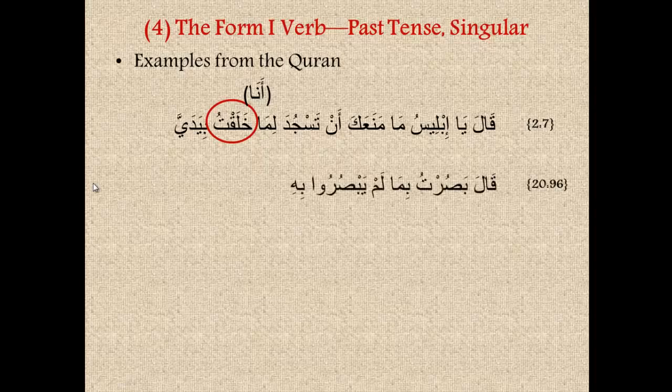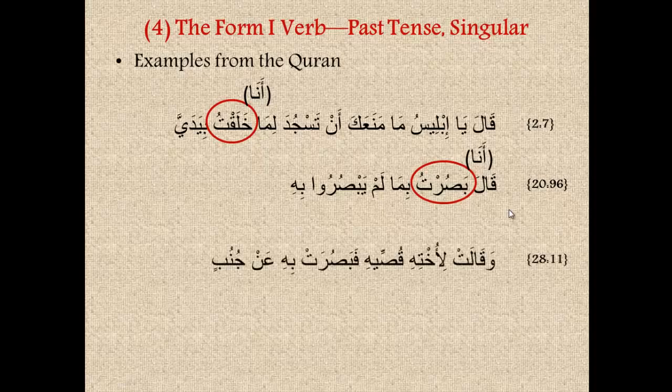Next example, Allah says in verse number 96 of Surah Taha, number 20, قَالَ بَصُرْتُ بِمَا لَمْ يَبْصُرُوا بِهِ. The verb here is بَصُرْتُ. This is conjugated for ana because of the tu at the end, the ta with the dhamma. بَصُرْتُ, conjugated for ana. And the pattern is فَعُلْتُ, in which the middle root takes a dhamma.